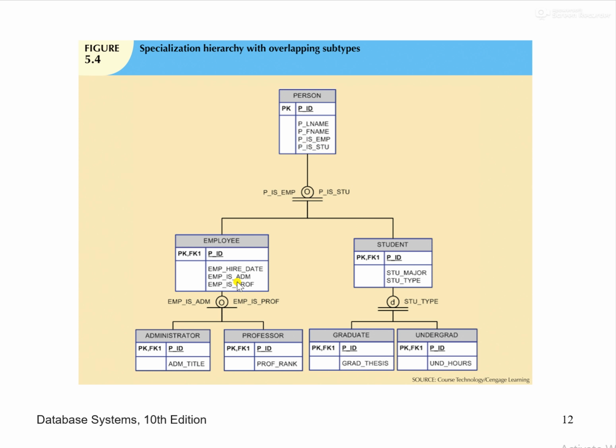Now when we look here, employee and administrator and professor, the discriminator attributes over here are employee is admin or employee is a professor. So these two are discriminator attributes between employee and administrator and professor. And the discriminator attribute between student and graduate and undergraduate is just student type, because they are disjoint. So we have one discriminating attribute, student type. If student type is graduate, it means he's a graduate student. If student type is undergrad, it means he's an undergrad student.